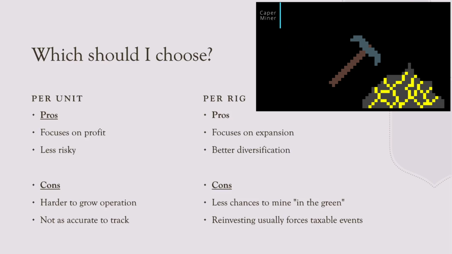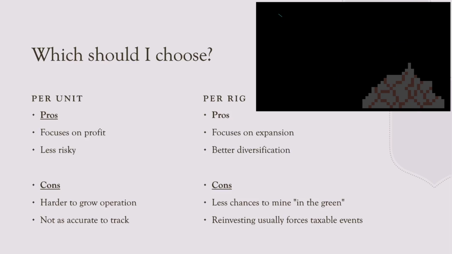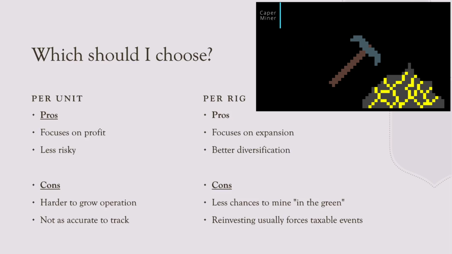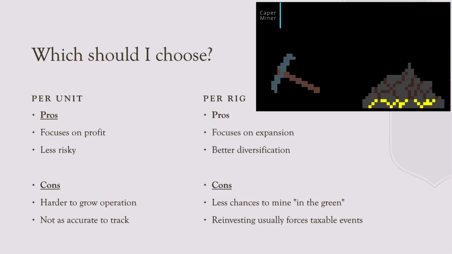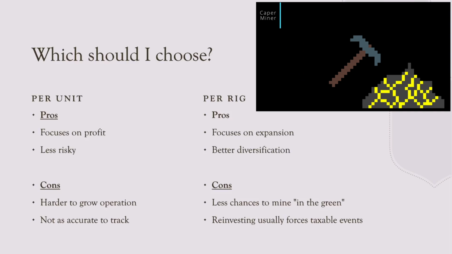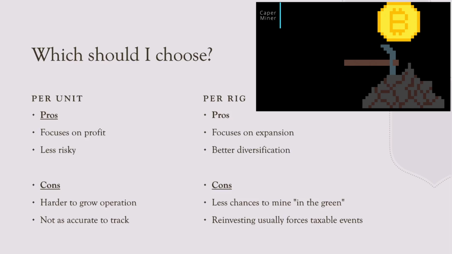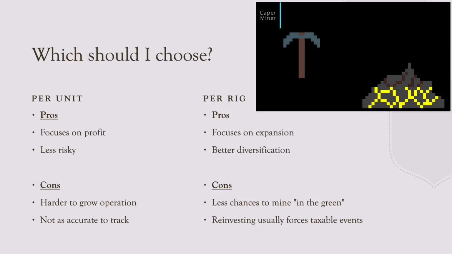As for per rig accounting, it's better for expanding, and it's better for diversifying, because then, you know, you might want to look at different GPUs. You might want to look at setting up multiple rigs. And on a per unit basis, you might want to simply go for the most efficient GPU possible, while that might not be the best GPU in the long run. Now, the problem with per rig accounting is you're not really going to be mining in the green, which basically means you're not going to be mining with a GPU that's paid off, because ideally, you would use the profits from a GPU to just go and buy another GPU. So you're not actually pocketing these profits.